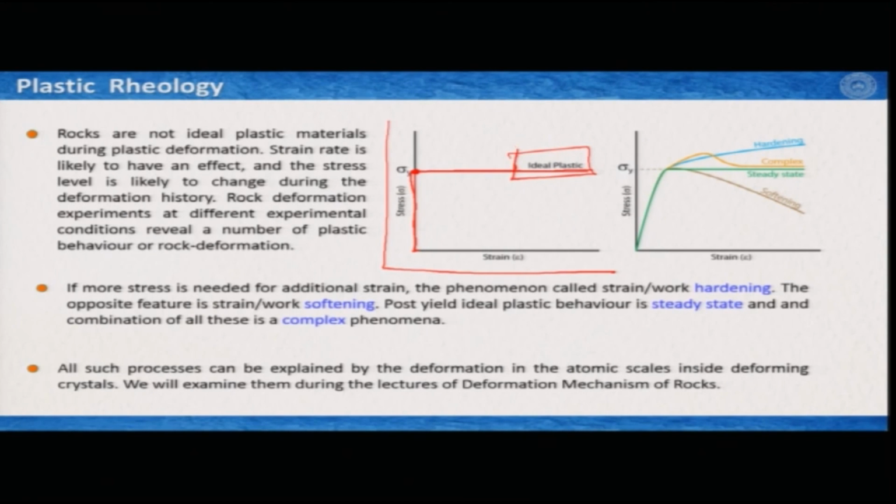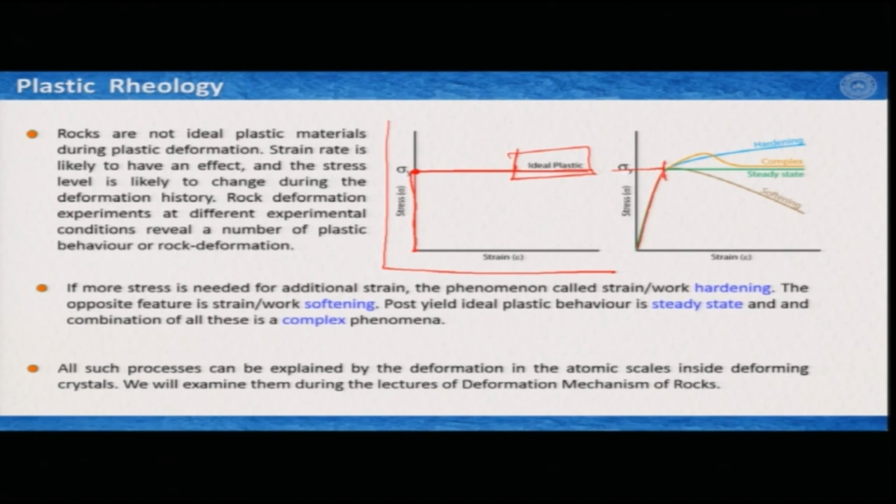But as I said, rocks are not ideal plastic material. So, you generally would expect some sort of linear behavior at the beginning between stress and strain, and therefore, this is your elastic domain, and then you reach your yield stress. Now, post yield deformation, there are several possibilities, and we can categorize it in 4 different ways.